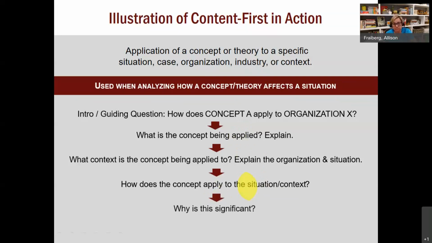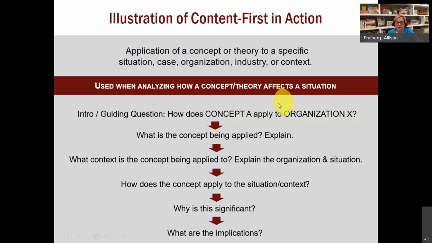Why does this matter? You've gone through and figured out how this concept applies to this organization. You really like what you've done there. The reader's still going, okay, I really like what you've done there, but why does it matter? So this might be a good point to deal with that kind of stuff. Again, there's no page limit on this. These aren't paragraphs, but you probably want to talk about significance in detail after you've actually done the application. And maybe your conclusion deals with what the implications are.